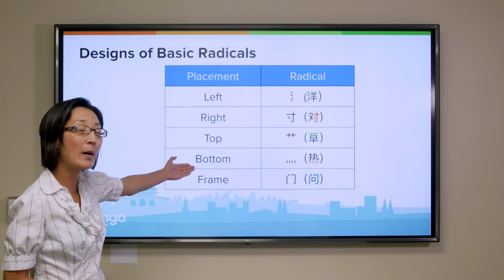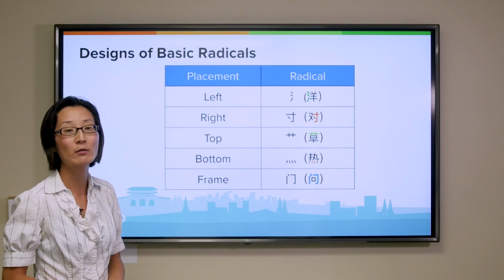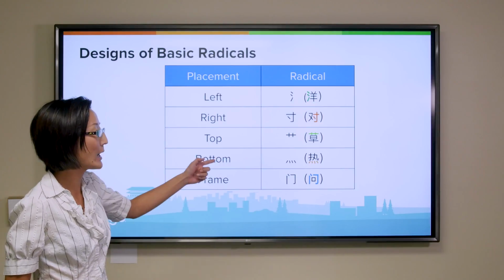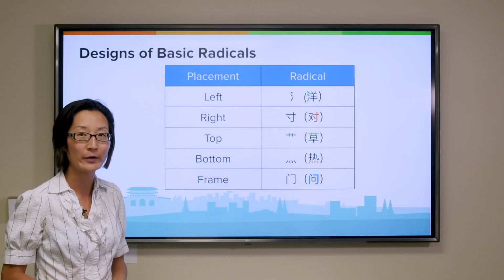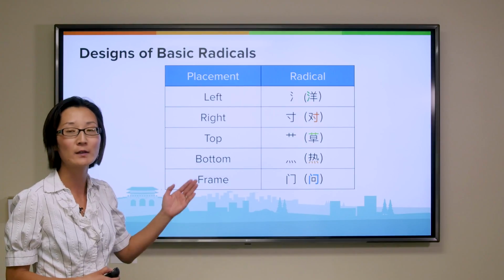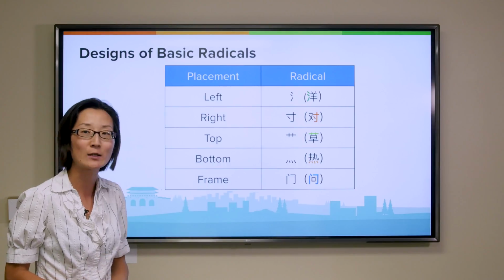And then the bottom radical, as you can tell, the 4 dots is used in the character 热, meaning hot. And this radical originally means fire. So fire is hot. And if you see other characters with the same radical, it's probably something about hot, warm.